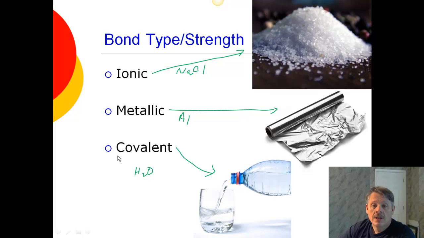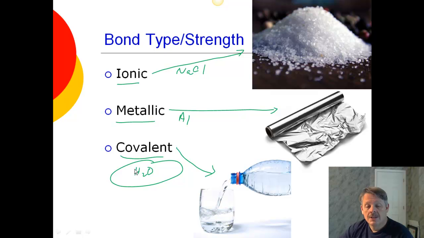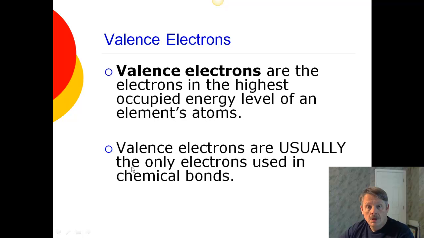Everything that's ionic is a solid at room temperature. Metallic, almost all are solids at room temperature. There are very few exceptions, like mercury, which is a liquid at room temperature. And then we have covalent bonds. An example of that is something like water. All right, please pause the video and write these down. This is important stuff.